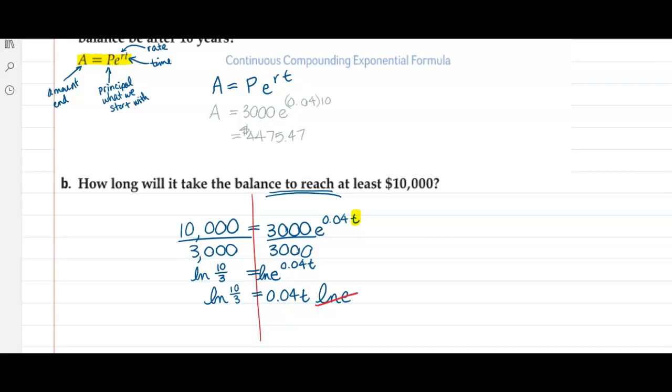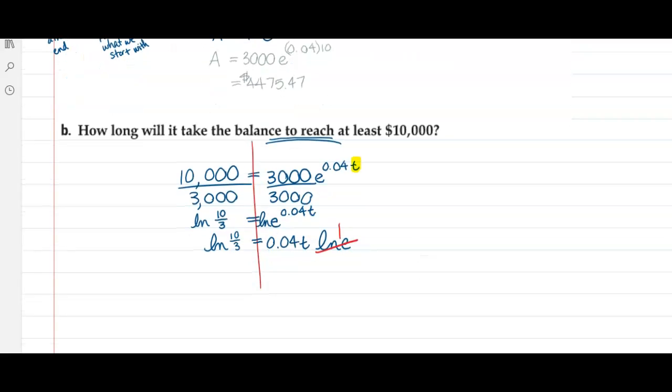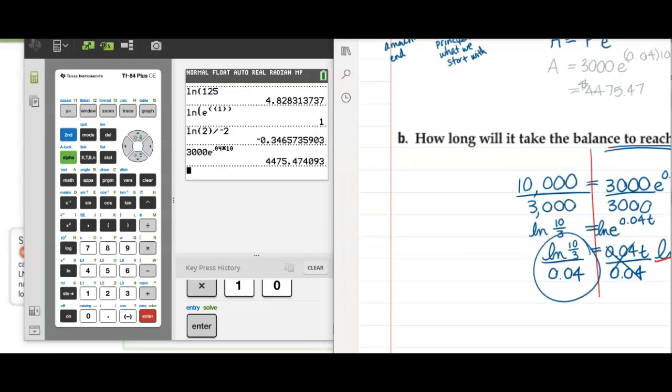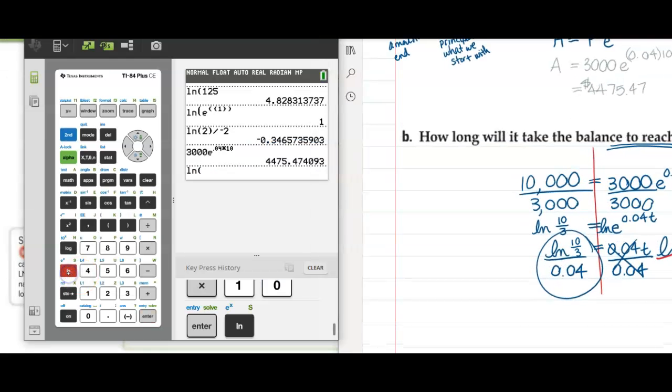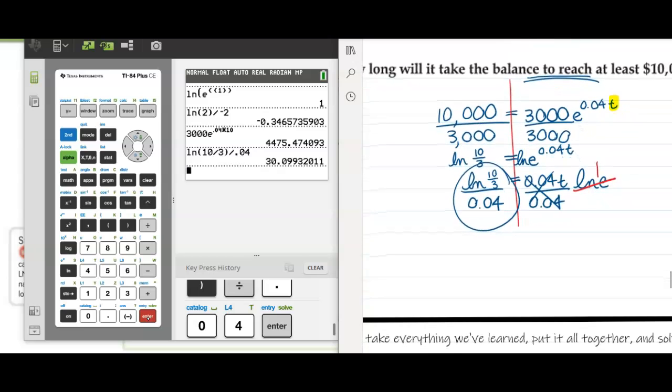But remember, the natural log of E is just 1, so it cancels out. And the only thing I have left to do is divide by 0.04. This is what I have to type into my calculator. Typing in the natural log of 10/3 divided by 0.04. And I get approximately 30 years for my final answer.